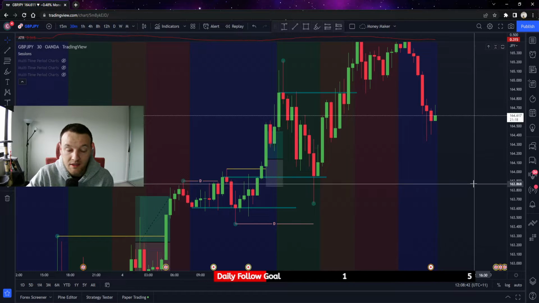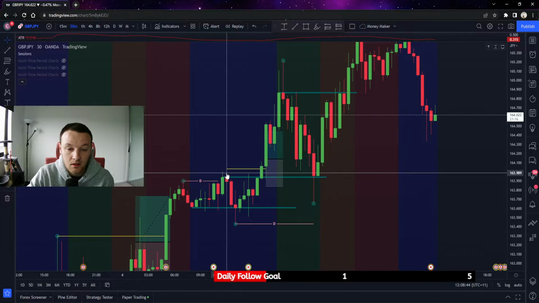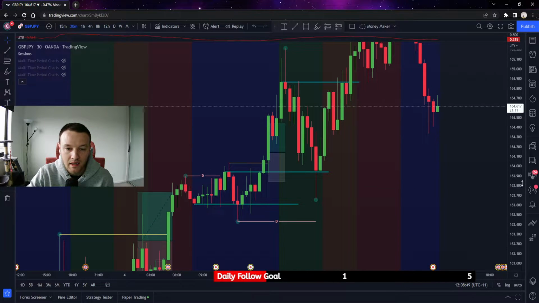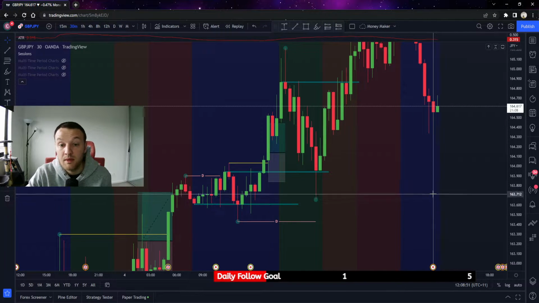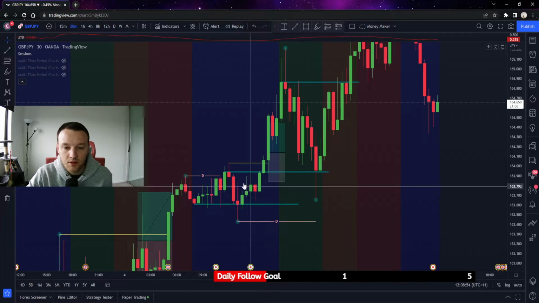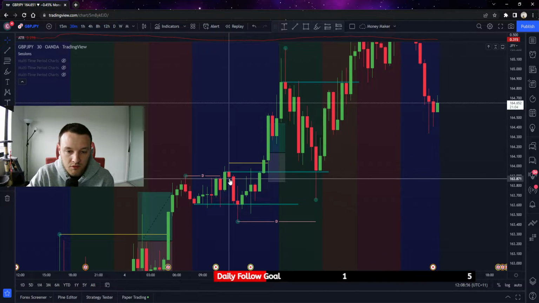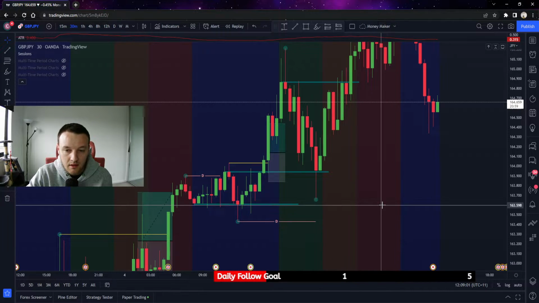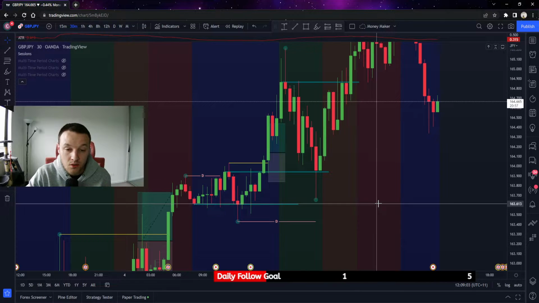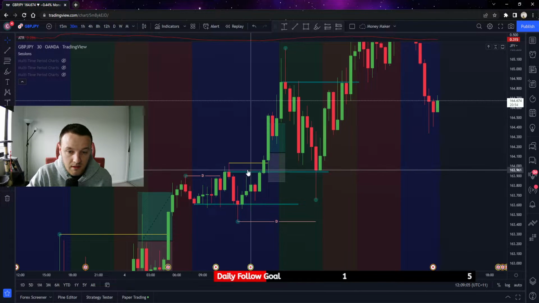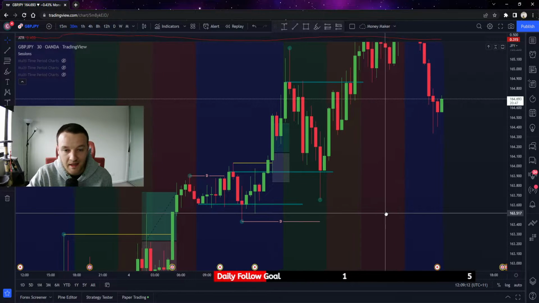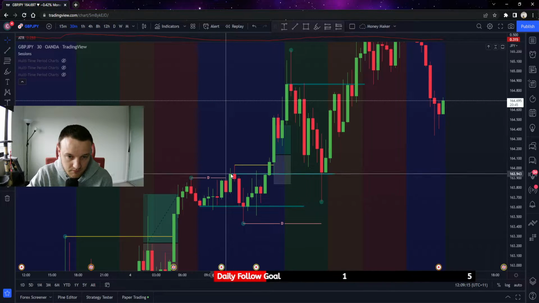I always say with a resistance or a support, I want to see at least three rejections of that level as confirmation for me to use it. Here you can see one rejection, two rejections, and then we come up and reject it again. That solidified it as a resistance I can use. Whereas if it only had these two and this didn't come up and reject, I wouldn't be using it as a resistance, because it didn't get tested enough times.